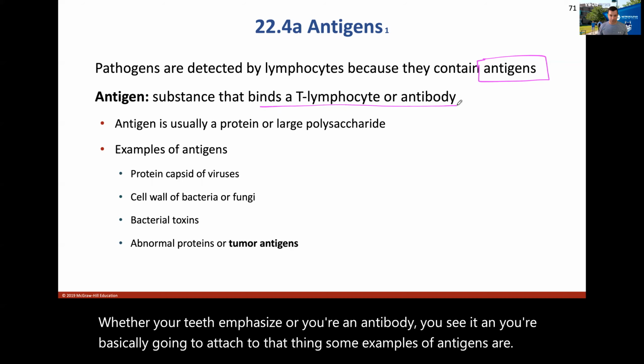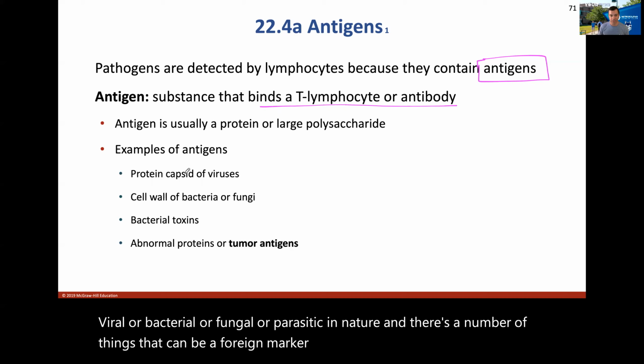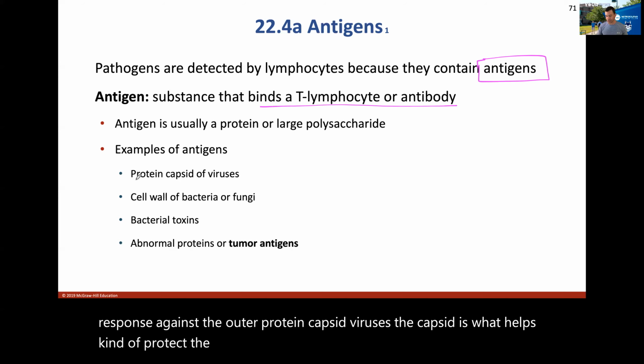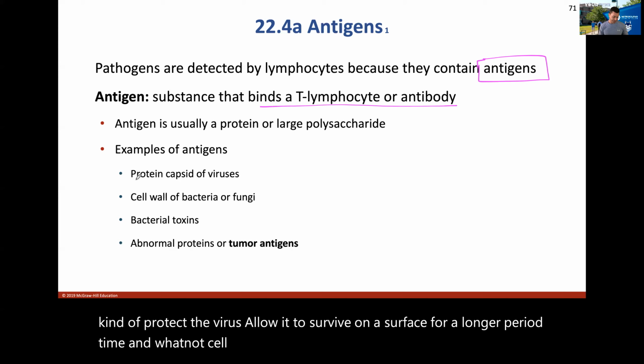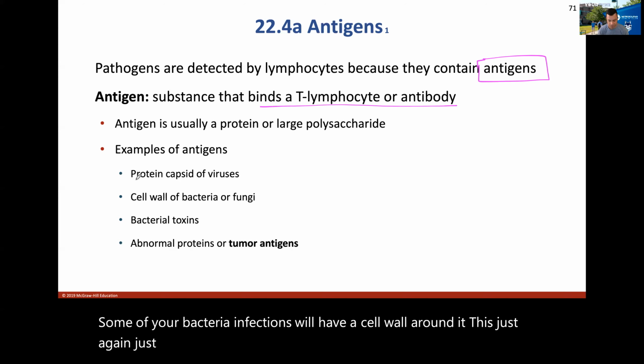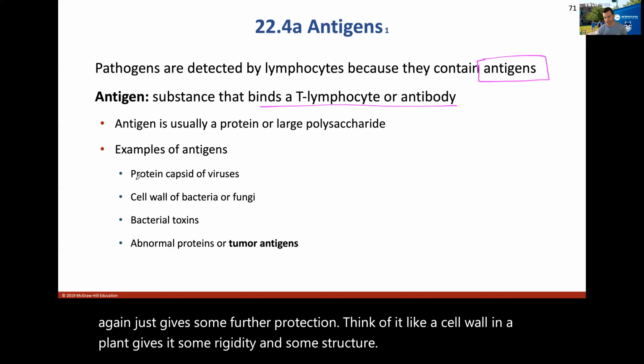Some examples of antigens are viral or bacterial or fungal or parasitic in nature. There's a number of things that can be a foreign marker that the body will mount an immune response against. The outer protein capsid of viruses. The capsid is what helps protect the virus, allow it to survive on a surface for a longer period of time and whatnot. The cell wall of the bacteria. Some of your bacterial infections will have a cell wall around it. This just gives some further protection. Think of it like a cell wall in a plant, it gives some rigidity and some structure. Basically does the same thing here.